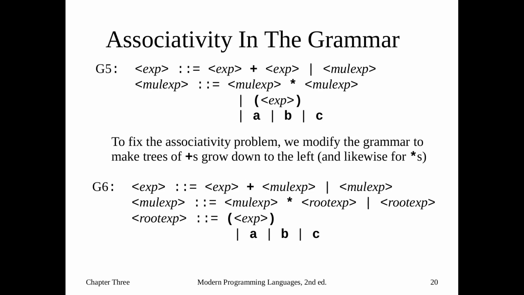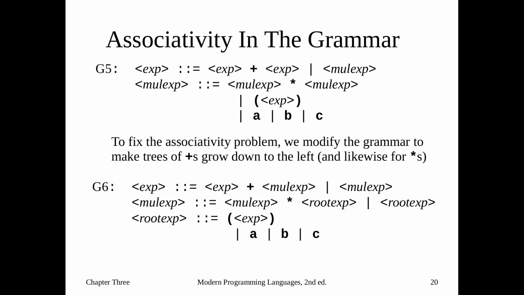When we come back, now bringing all this back into the grammar, we're looking at G5 again. To fix the associativity problem that we had, we need to modify the grammar such that we grow the tree of pluses down and to the left. And we want to do the same for the multiplication operators.